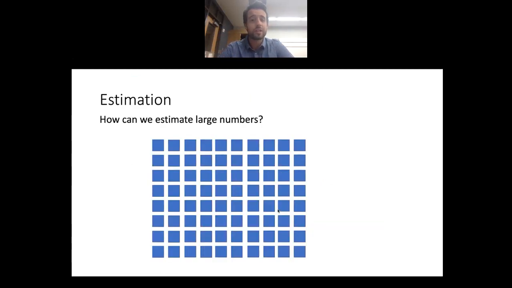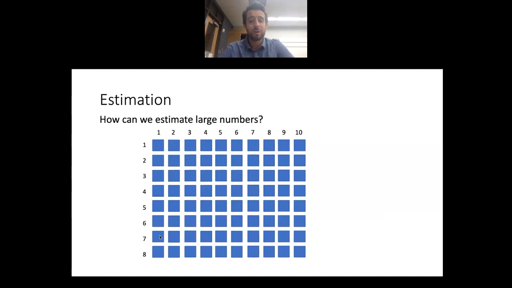Last thing we have for you guys today is estimation. How can we estimate large numbers? Go ahead and take a moment, try and figure out how many little blocks are in here. Hopefully you got the number 80. It's 10 by 8, so hopefully you just counted 10 across, 8 down, and multiplied them.